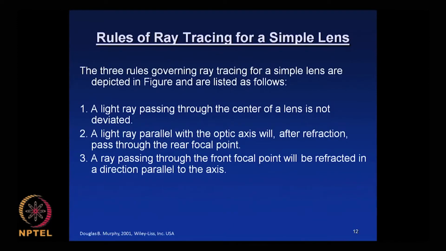There are 3 primary rules governing ray tracing for a simple lens, and we will show them in the figure also. We will first see what the rules are. A light ray passing through the center of a lens is not deviated. A light ray parallel with the optic axis will, after refraction, pass through the rear focal point. A ray passing through the front focal point will be refracted in a direction parallel to the axis. So, let us see whether these 3 rules are indeed the case.